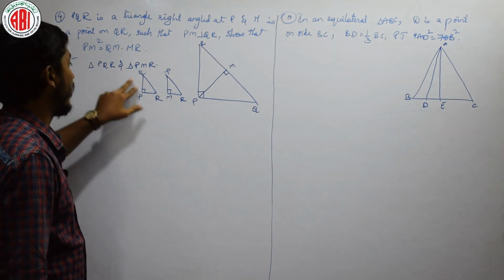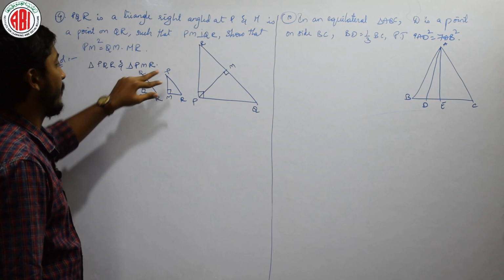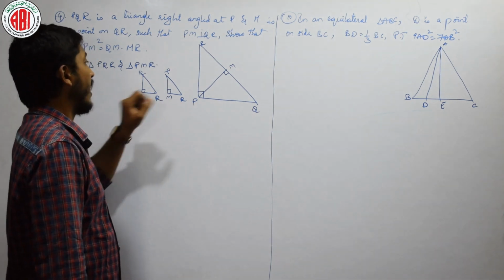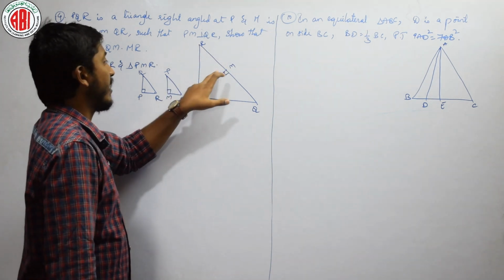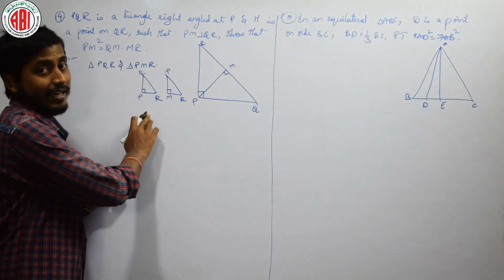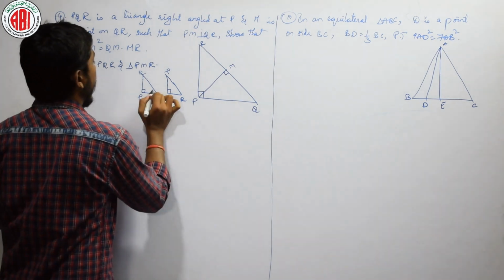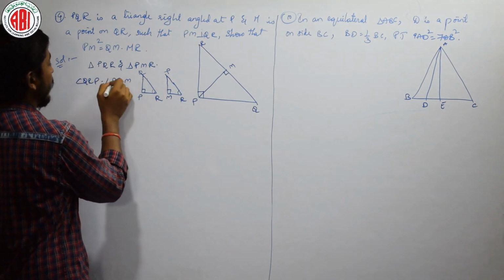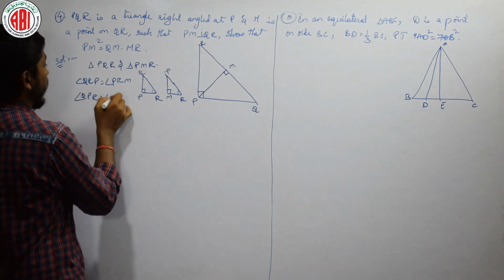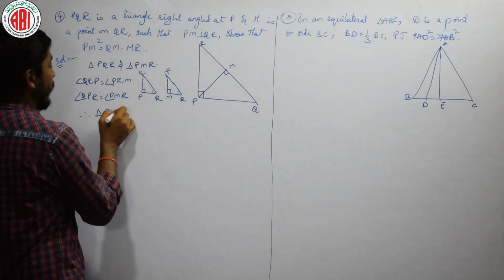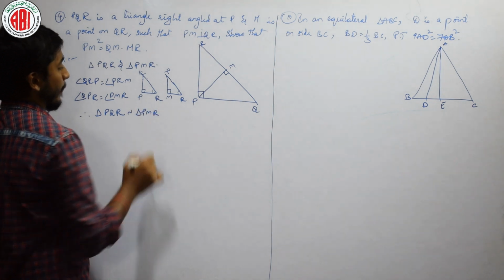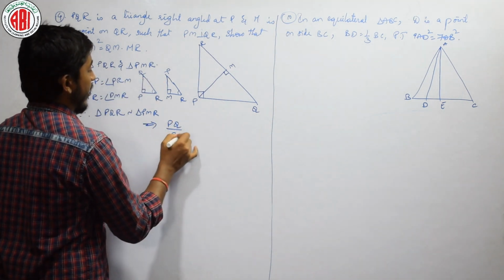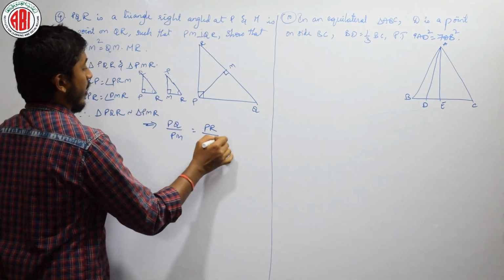If you observe here, QP, PR, QR, MR, PR, PM. PQR is a right angle triangle, right angled at P, and here PMR is right angled at M. Did you understand? Angle R is equal to angle R, which is common in both the triangles, which means angle QRP is equal to angle PRM, which is common. Angle QPR is equal to angle PMR, which is 90 degrees. Therefore, triangle PQR is similar to triangle PMR. From this, PQ by PM is equal to PR by MR. Let us consider it to be the first equation.